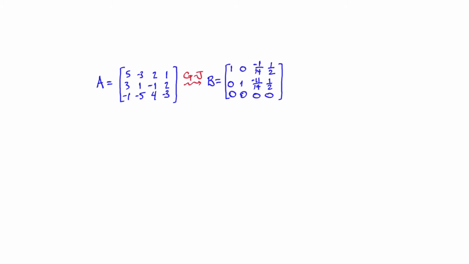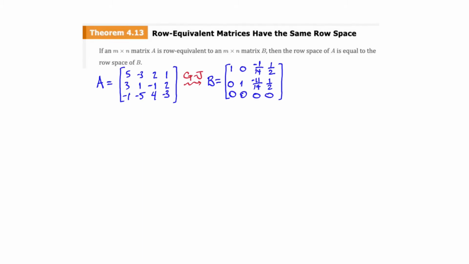And the row space of this new matrix turns out to be the same as the row space of the original matrix because of the elementary row operations. We didn't actually change the subspace. So the rows of B are just linear combinations of the rows of A. So that gives us this theorem, Theorem 4.13. It says, if an m by n matrix A is row equivalent to another matrix B, then the row space of A is the same as the row space of B.